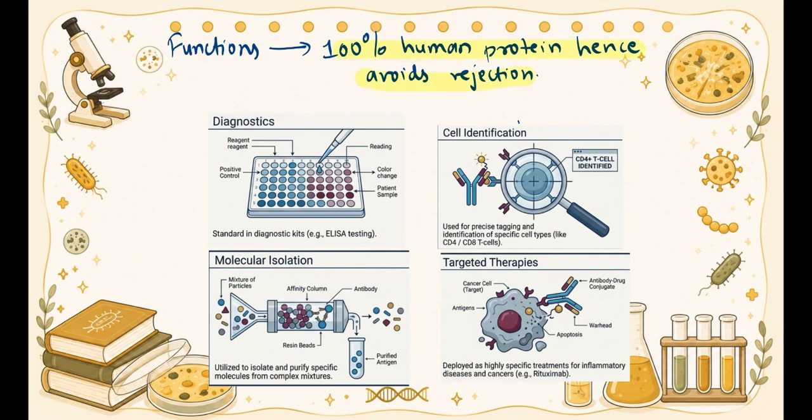Because it's comprised of 100% human protein, it is the most advanced and clinically accepted format to successfully prevent patient rejection. And they impact nearly every single facet of modern medicine. In diagnostics, they serve as the standard reagent in color-changing ELISA testing kits. In laboratory research, they're used for precise cell identification, literally tagging specific cell types like CD4 T cells so we can see them. In pharmacology, they serve as affinity columns for molecular isolation, purifying extremely specific antigens right out of complex biological mixtures.